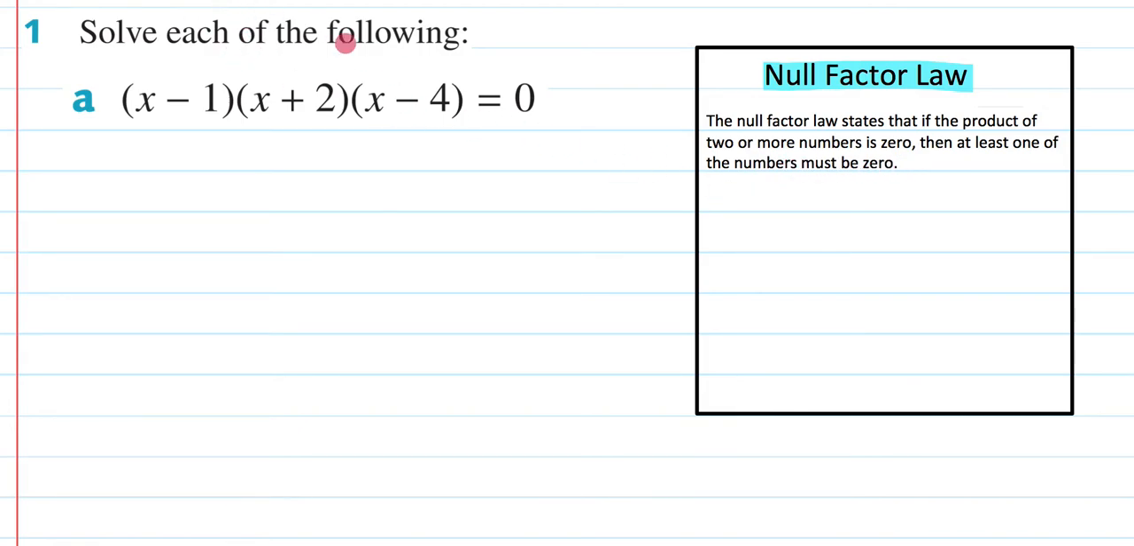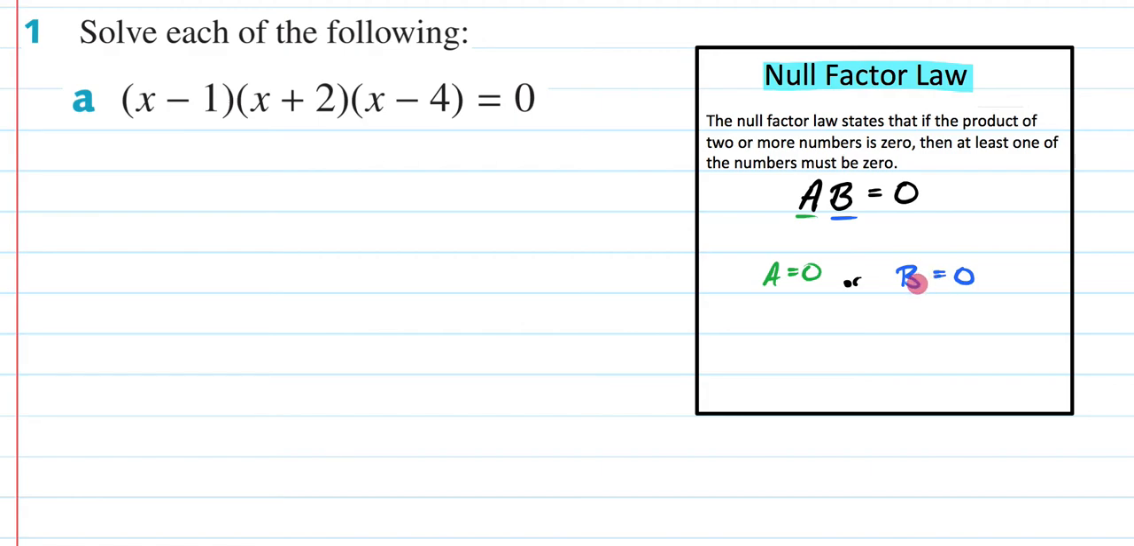So for instance, if I had A times B is equal to 0, then what I know is that either A is equal to 0 or the B is going to be equal to 0. And of course, they could both be equal to 0 as well, but we definitely know that either A is equal to 0 or B is equal to 0. This is our null factor law.